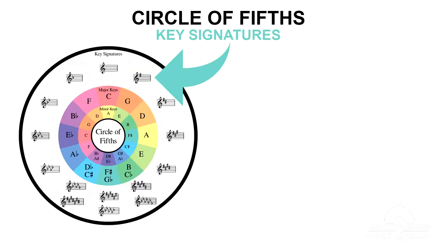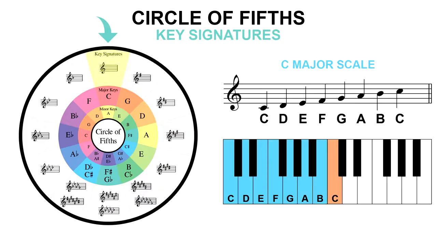The circle of fifths diagram makes it super easy to see how many sharps or flats are in each key. At the top of the circle of fifths diagram, the key of C has no sharps or flats in its key signature. C, D, E, F, G, A, B.